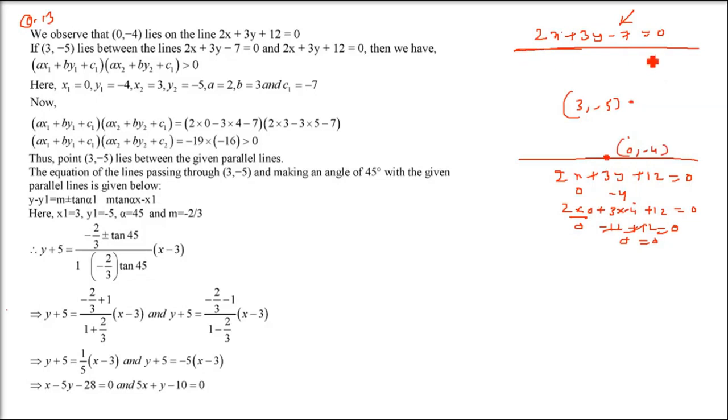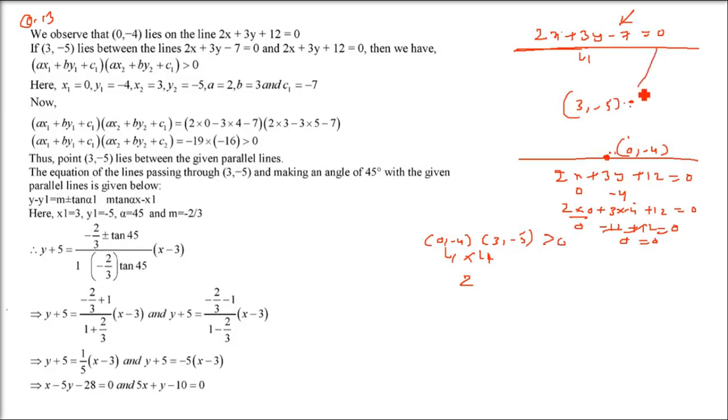So now you see (3, -5) and (0, -4) are on one side of 2x + 3y - 7. Can we prove it? If we can prove (3, -5) and (0, -4) are on one side of 2x + 3y - 7, then this is done. So we will put (3, -5) in this equation and (0, -4) in this equation, 2x + 3y - 7, and multiply them. If it is greater than 0, then we say these two points are on one side of the line.